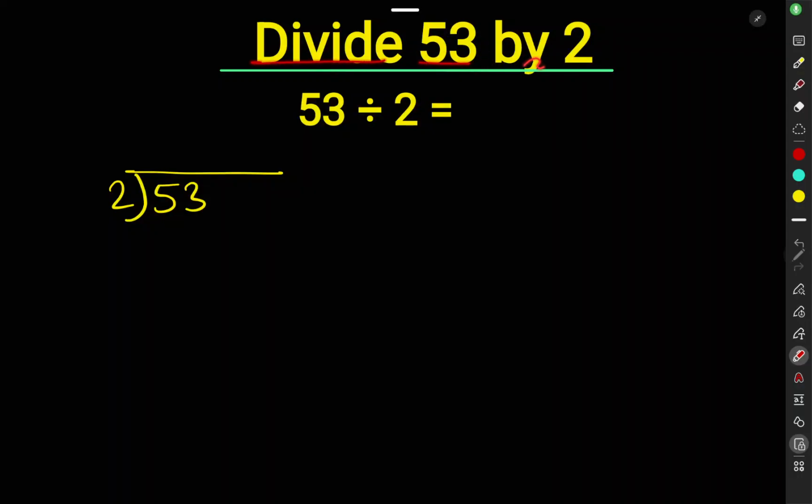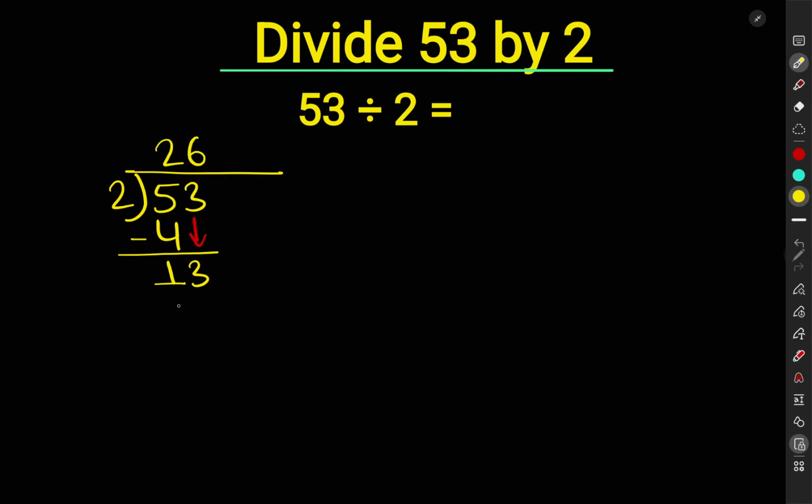Divide 53 by 2. So here we divide 53 by 2 in a long division method. So 2 times 2 means 4. On subtracting we get 1. So now this 1 is less than 2. So we put down the number beside this, 3, and it became 13.